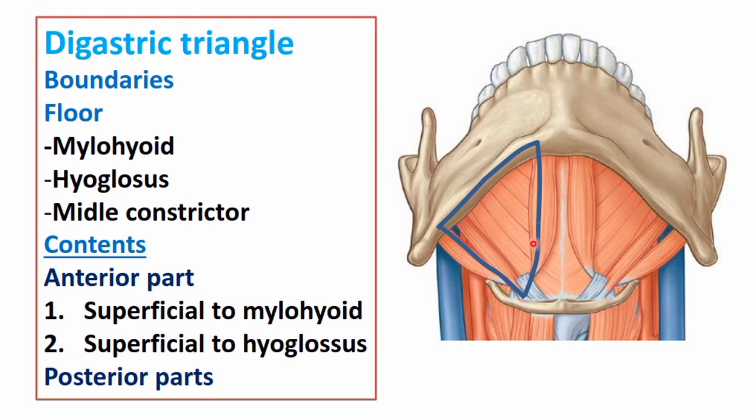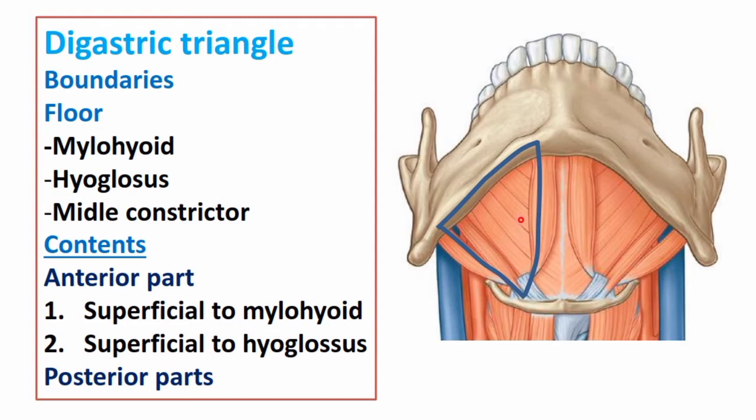Let us discuss the boundaries of it. Anteriorly, or we can call it below and in front, we can identify the anterior belly of digastric. Below and behind, we can identify the posterior belly of digastric, and also the stylohyoid muscle fibers. And above, it is formed by the lower border of the body of mandible and a line extending from the angle of mandible to the mastoid process. So between these three boundaries, you can identify this digastric triangle.